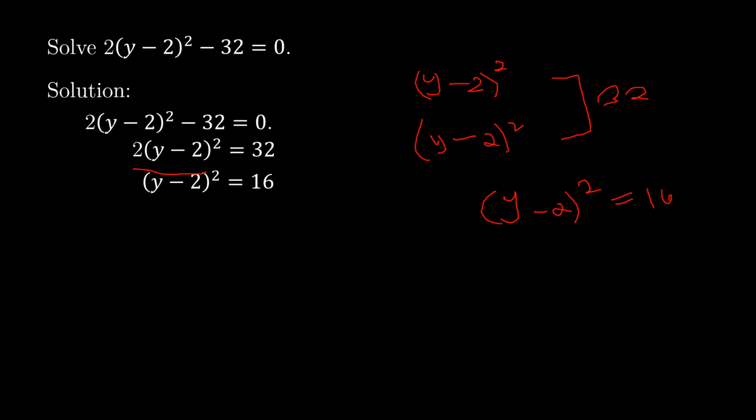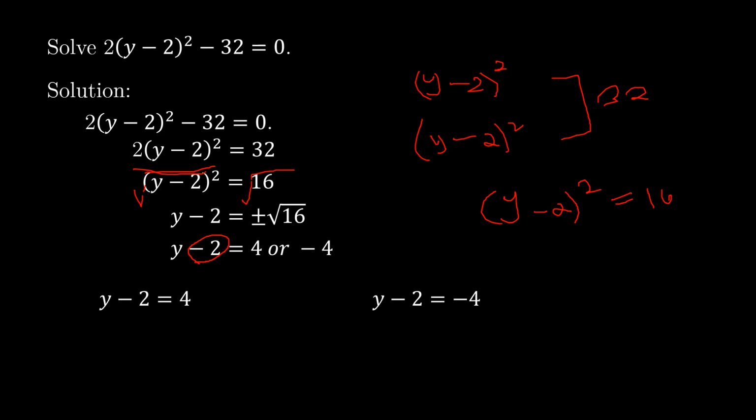So y minus 2 squared equals 16. Then that's the time we extract the square root. Then we have y minus 2 equals the positive and negative square root of 16, that is 4 or negative 4. Again, the same with the previous example, let's get rid of the minus 2 because we're looking for the value of y. What do we do? We split, one for the positive 4 and one for the negative 4. So this becomes y minus 2 equals 4. Basically, that is 6. And on the other side, that is negative 2.